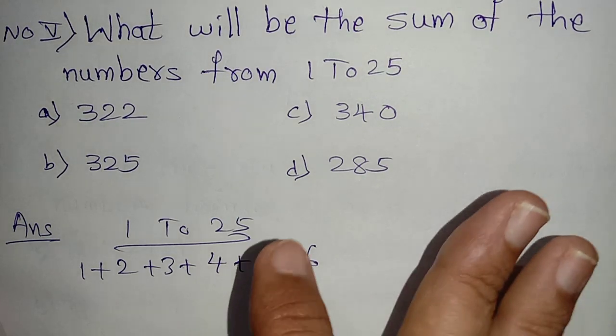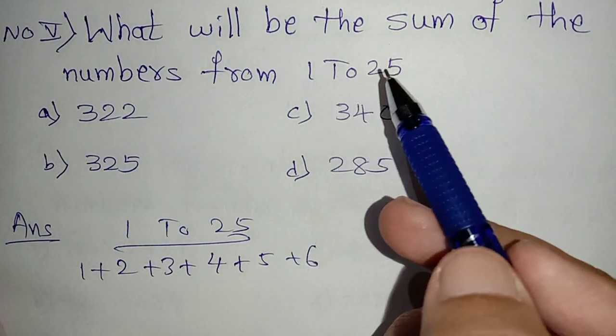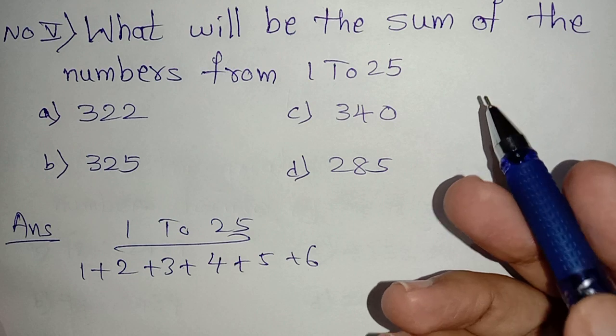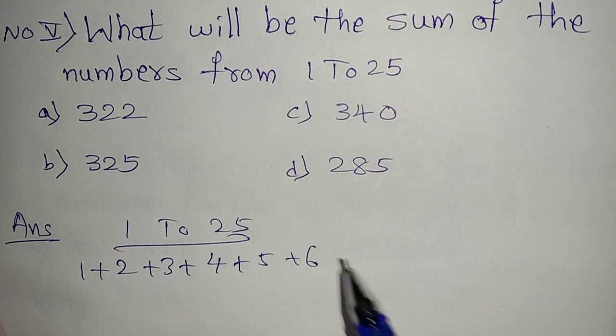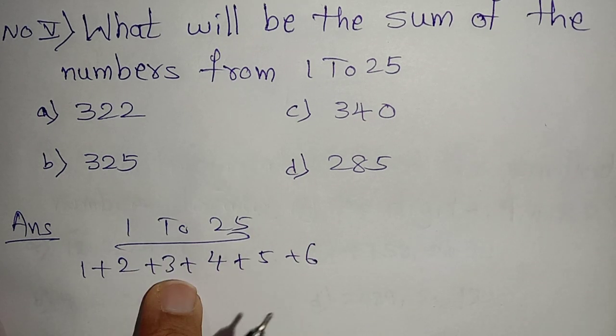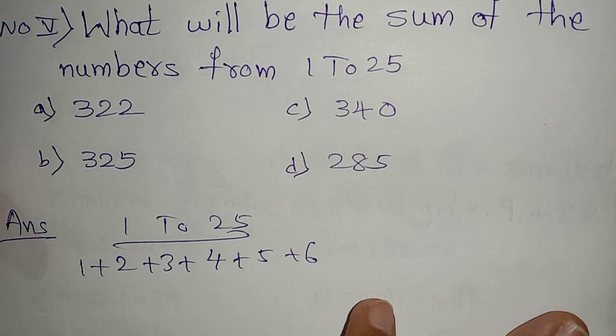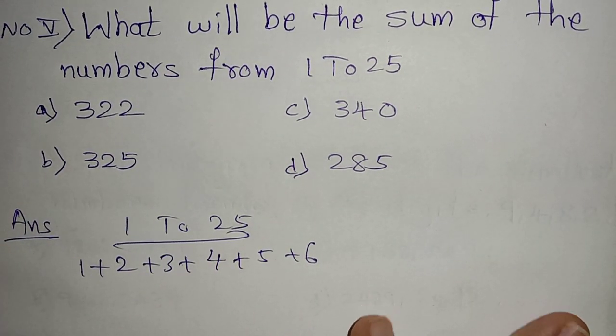But sometimes they will give 1 to 501, 1 to 1000. At that time, how are you going to write all these numbers? So don't use this method. One more method I am going to explain to you. That one formula is there.